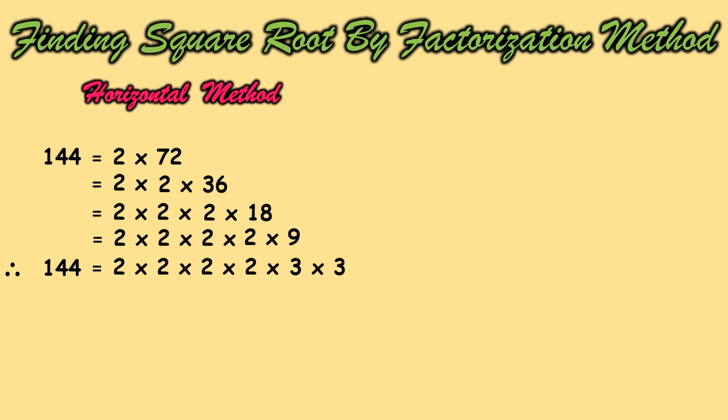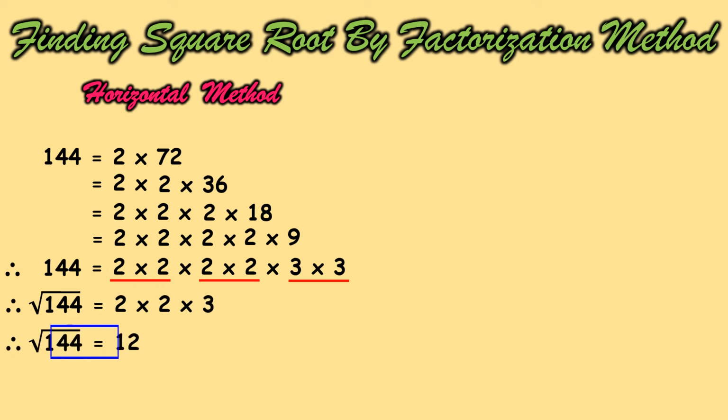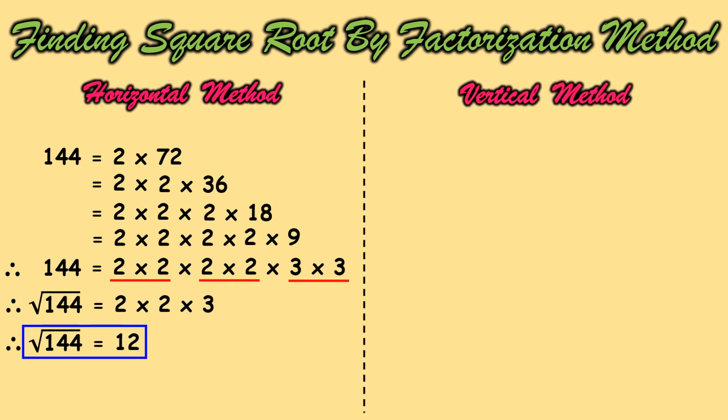Now pair up similar numbers. For example, 2 and 2, again 2 and 2, and 3 and 3. Now when I'm writing the square root, that is square root of 144, the pairs that we have made, we will be writing those numbers just once. That is 2 into 2 into 3. So square root of 144 is equal to 12. So this is the horizontal factorization method of solving a sum where you have to find the square root. Now using the vertical method.